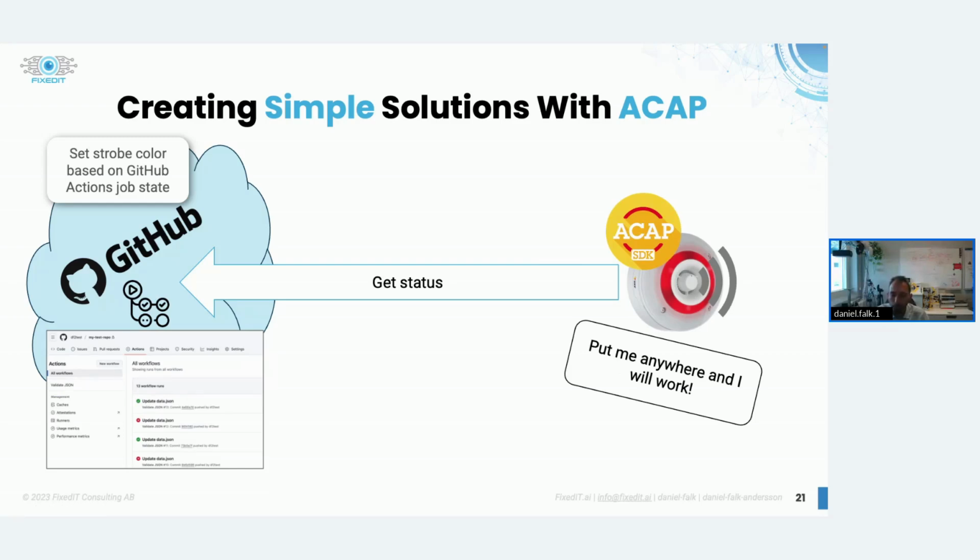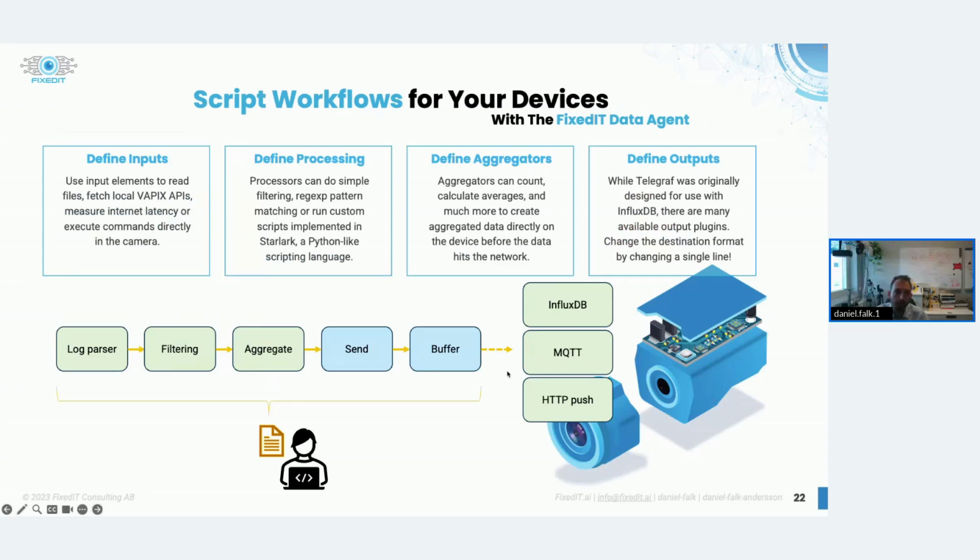Let's go back to our FixedIt Data Agent, since that one can actually be very helpful here. In the FixedIt Data Agent, you have the ability to create your own scripted workflows for your own use cases that should be handled by the data agent directly on the device. The way this works is that you can define different kinds of inputs, essentially anything you can imagine. And then you define different kinds of processing, different aggregators, different filters, and so forth to do transformations to this data that you get from the inputs. And then after that, you push the data to some kind of output.